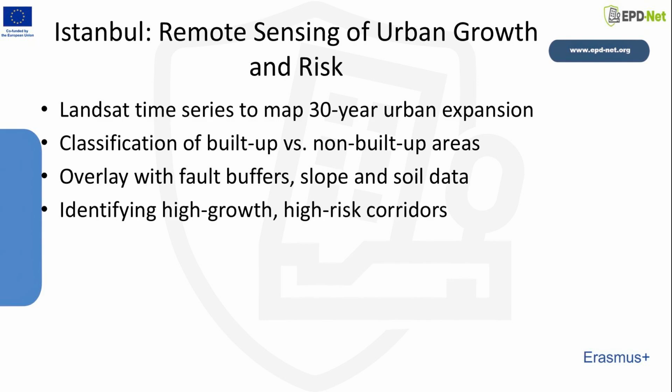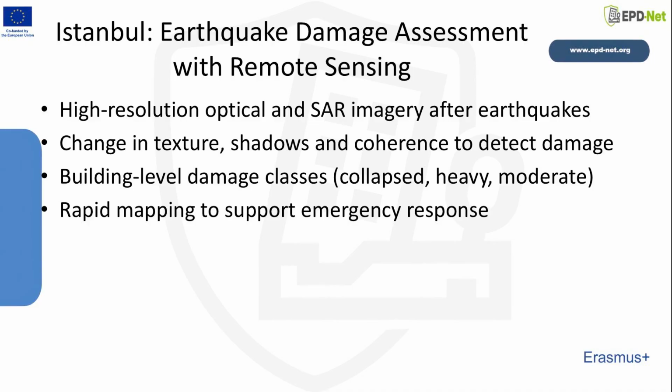Here we explain how remote sensing can be used to assess earthquake damage in Istanbul and similar cities. High-resolution optical satellite images acquired shortly after an event allow visual or automated detection of collapsed and heavily damaged buildings through changes in texture, shadows and roof shapes, especially when compared with pre-event imagery. Synthetic aperture radar data can be used to derive coherence change maps, in which strong drops in coherence are often associated with structural damage or debris.